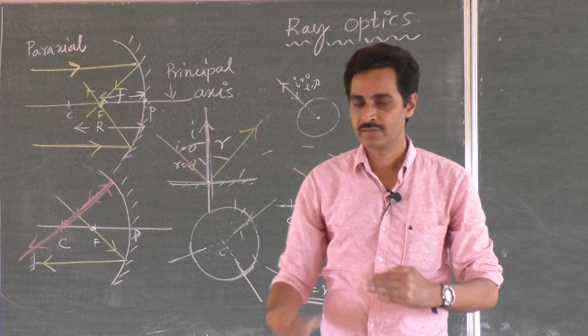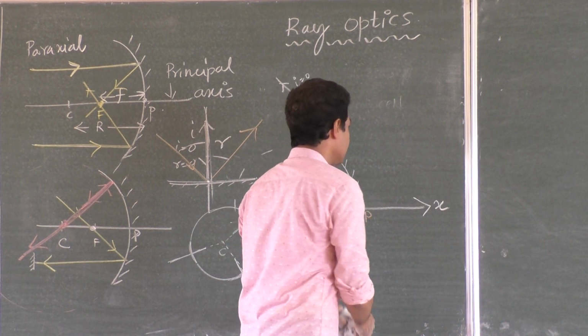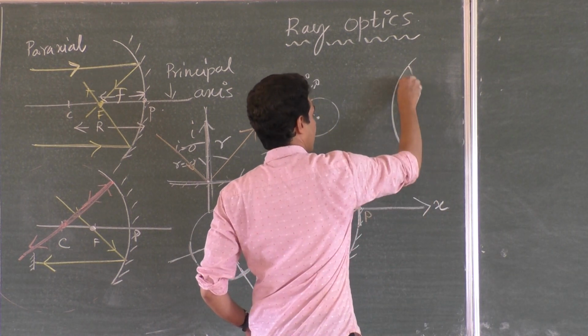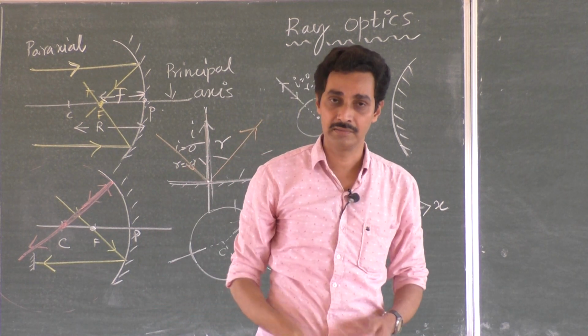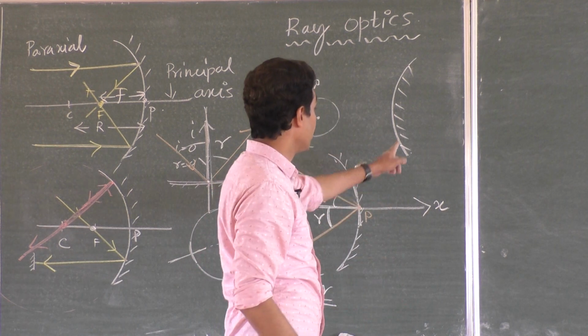So suppose you take a convex mirror. How do we represent a convex mirror in the diagram? It will be like this. So you will have a convex mirror like this. Again you see, its inside part is silvered, painted. The outside part is reflecting. So I represent it like this.